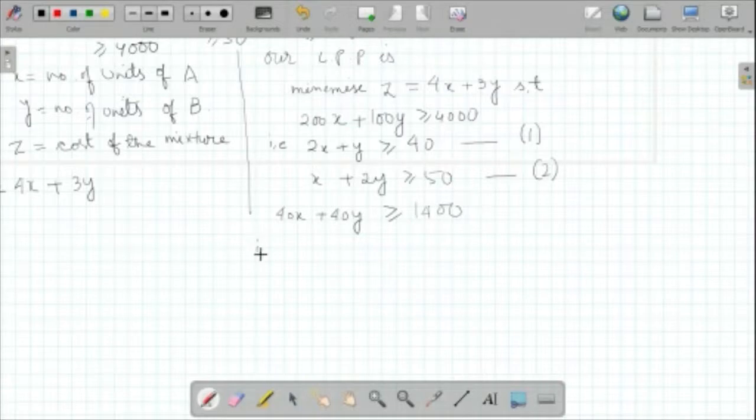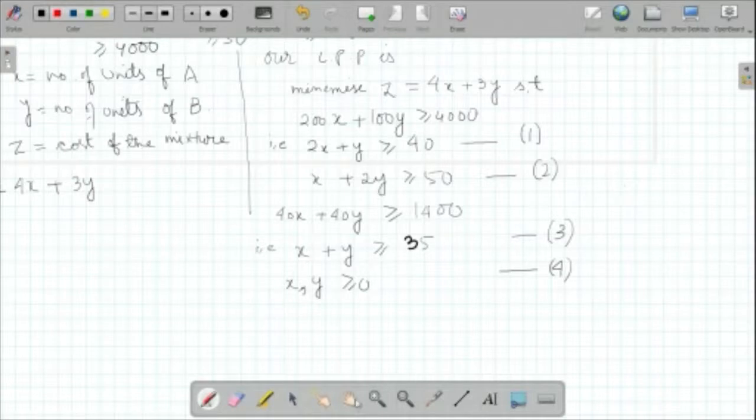1,400, right? I can divide it by 40, and it will be x plus y greater than or equal to 35. So that is our third equation, and moreover x comma y should always be greater than or equal to 0. So that is my fourth equation, right? 1, 2, 3, 4.